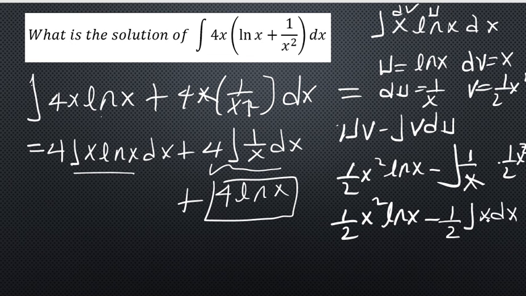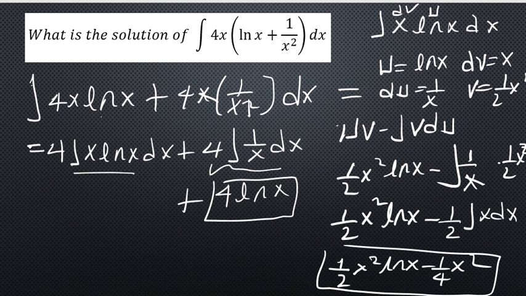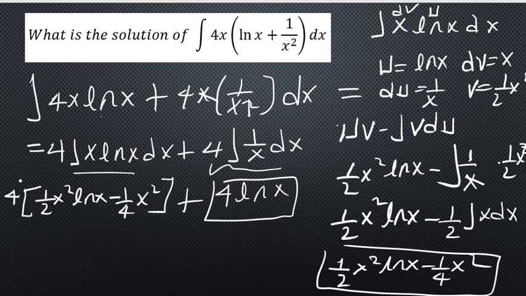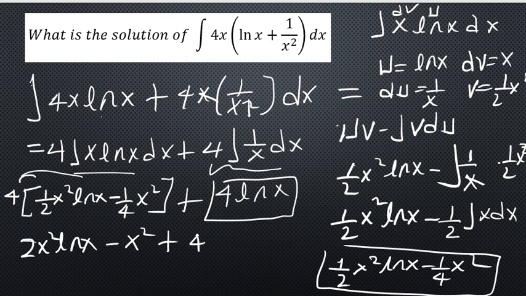The integral of x, again, is x squared over 2. So this is going to be 4. So it will be 1 over 2 x squared ln x minus 1 over 4 x squared. This is the whole integral of what's left here. So we'll multiply by 4. 4 times 1 over 2 x squared ln x minus 1 over 4 x squared. Okay, we arrived here. So the 4 will multiply each of them. When you multiply, this is going to be 2x squared ln x minus just x squared plus 4 ln x.